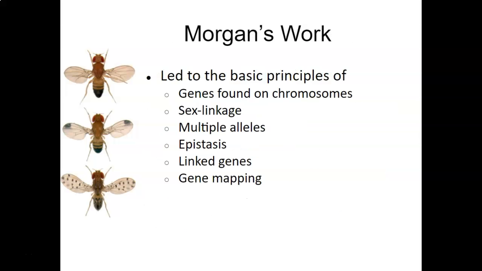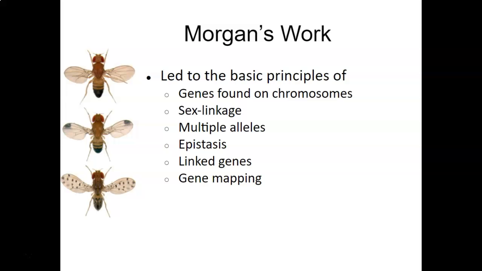So Morgan was really famous for sex-linked traits, but it wasn't just that. He also brought to light a lot of new genetic information that has led to a number of other discoveries since then. We've talked about genes found on chromosomes, sex-linked traits and multiple alleles, but what we're going to get into is epistasis, linked genes, and gene mapping.